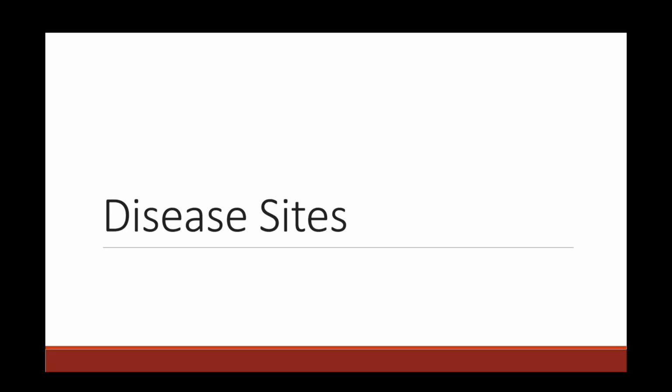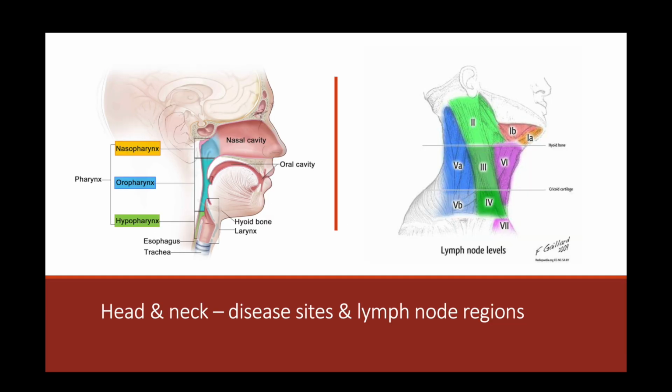Let's start by going through the different disease sites of the head and neck. We're going to go through the individual disease sites in an order that makes the most sense to me, which is from the outside in. So we're going to start with our nose and our mouth, or rather our nasal cavity and sinonasal area and our oral cavity. And then we're going to travel deeper.